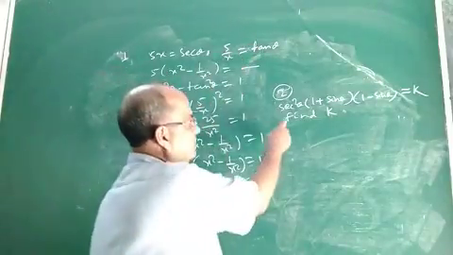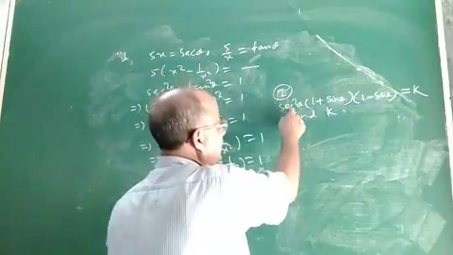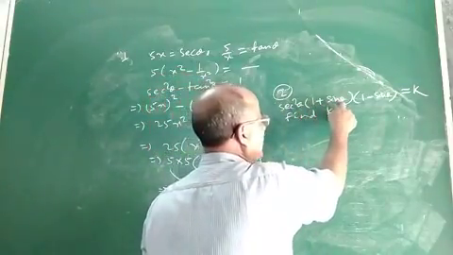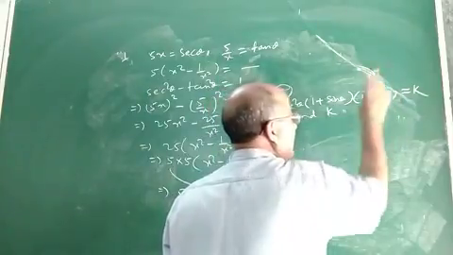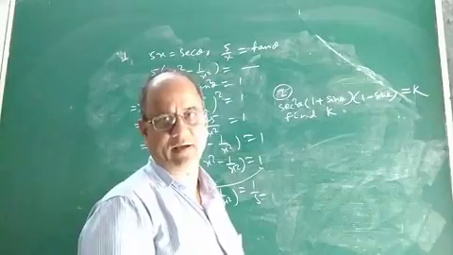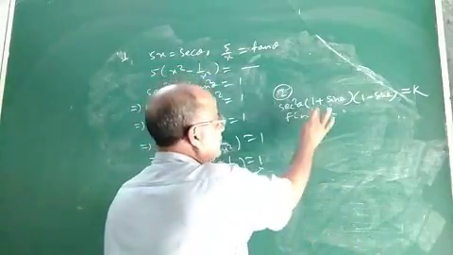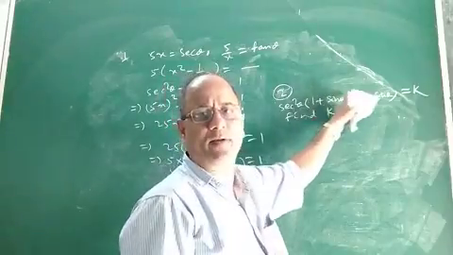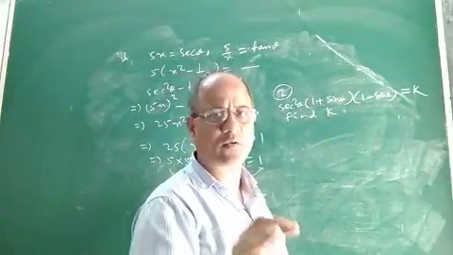Okay. Now, see another question. Suppose you are given sec square theta into 1 plus sin theta into 1 minus sin theta equal to k. We do not know what is k. Find the value of k. How to find? It is very simple. See, 1 plus sin theta into 1 minus sin theta is in the form a plus b into a minus b, so it is a square minus b square.